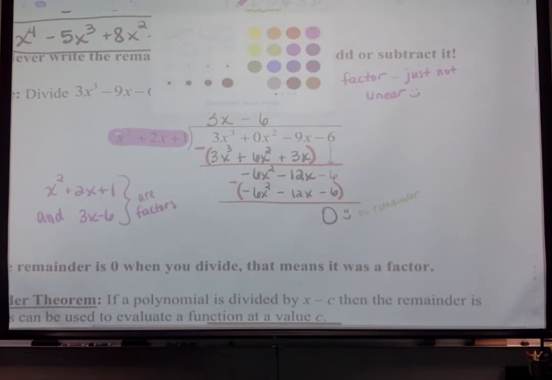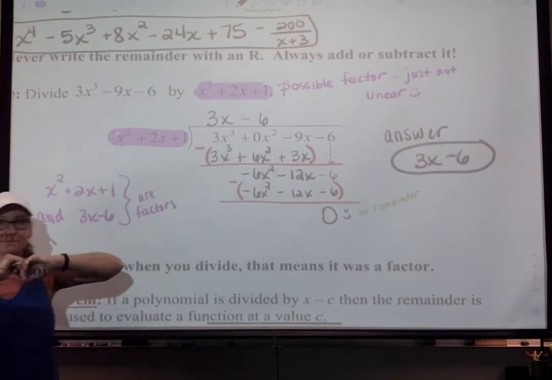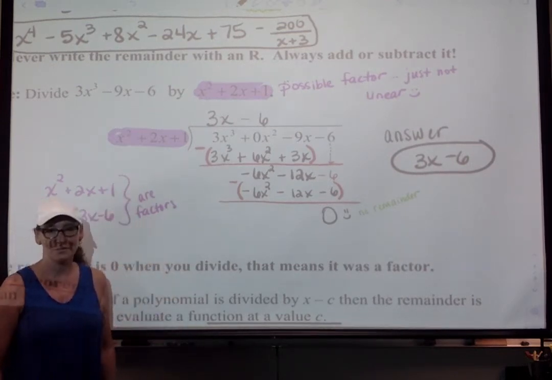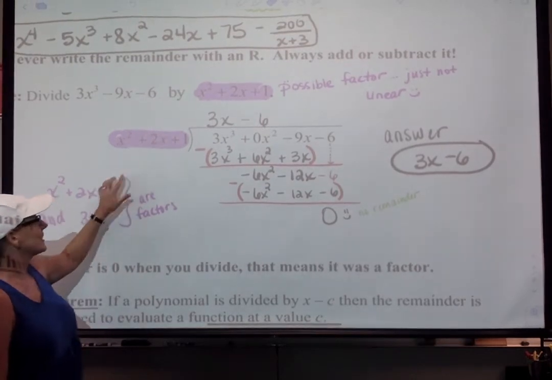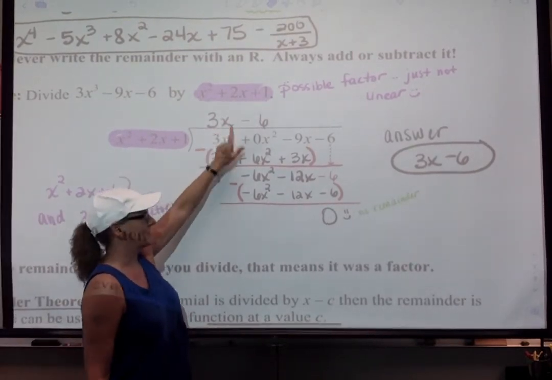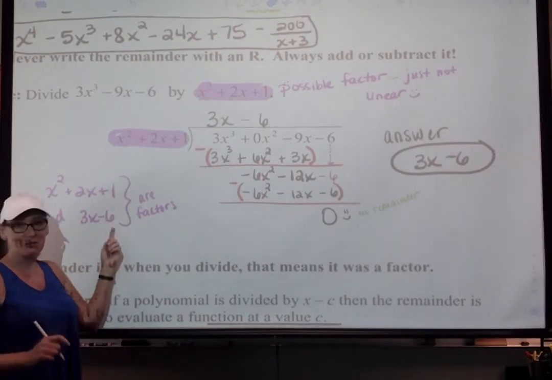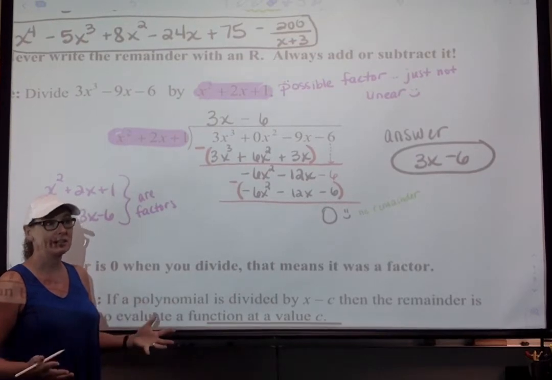In fact, let's write our answer. My answer to the problem is 3x minus 6. There we go. Finish with the problem. It said to divide. I did. There's my answer. But just for fun, since this went in evenly, that's a factor. My answer is a factor. Just because they're factors doesn't mean they're factored completely.